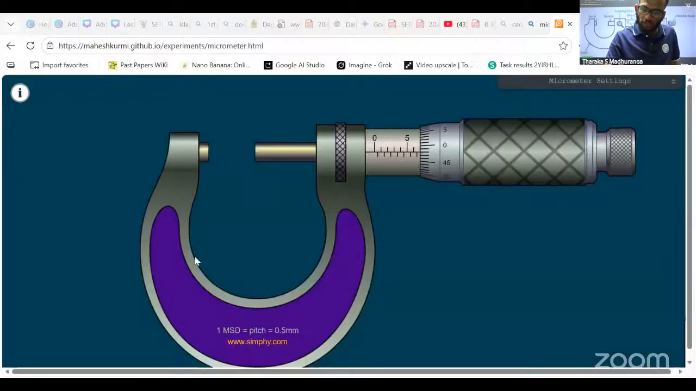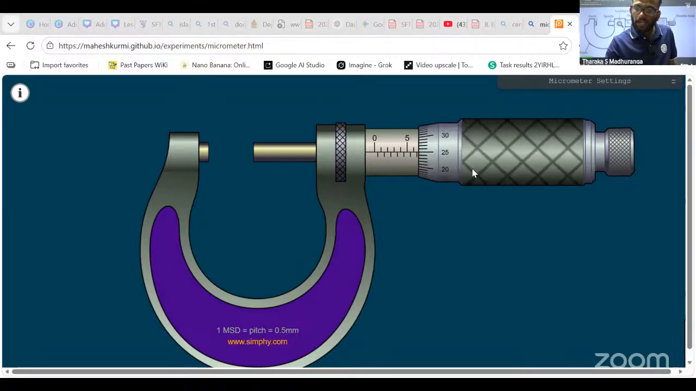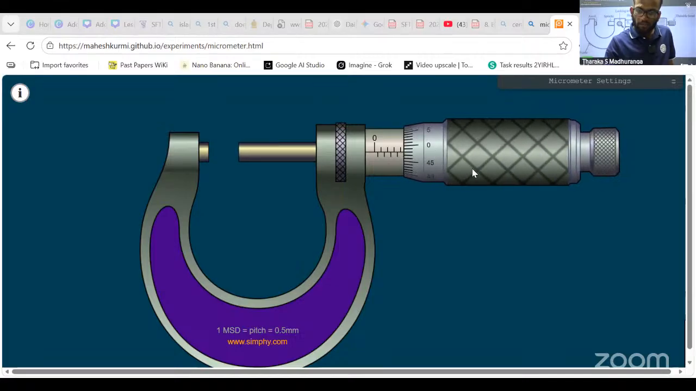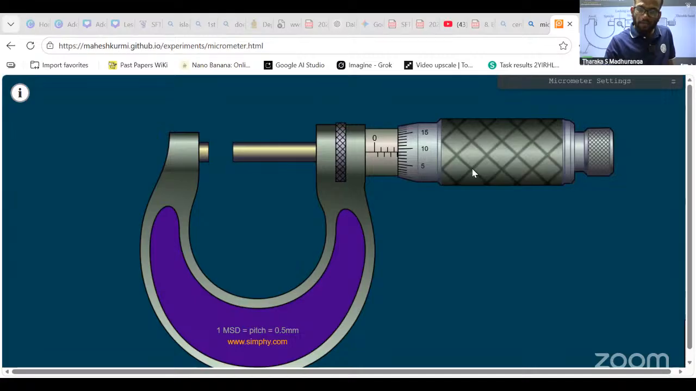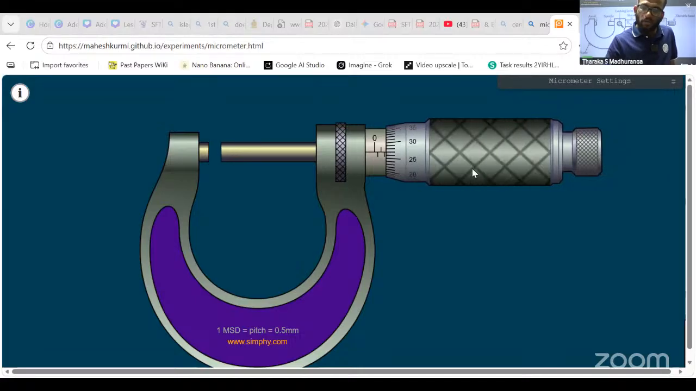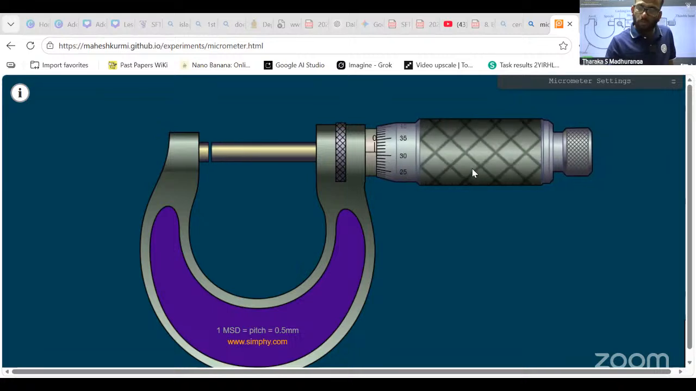This is the U frame, this stationary fixed part is the anvil, and this is the moving part. Please understand this moving pattern. If I rotate this circular scale in the tight direction, now it is tightening, right? Tightening, and what happened to the spindle? The spindle moves towards the anvil, right?